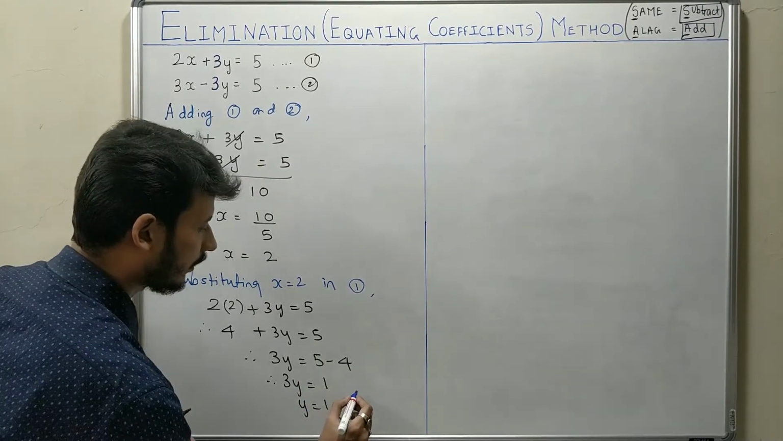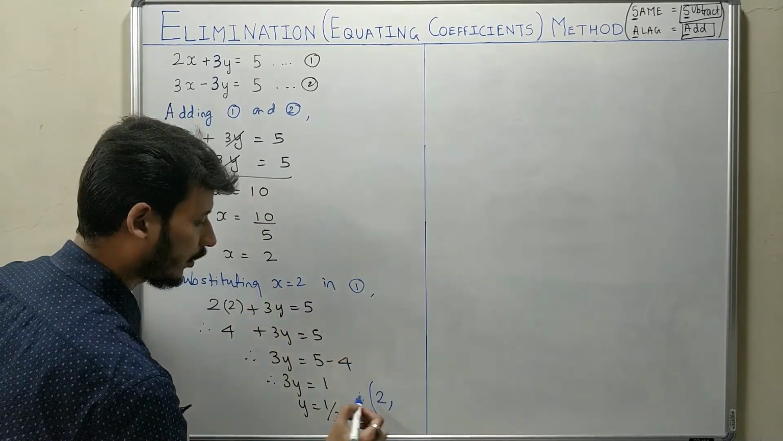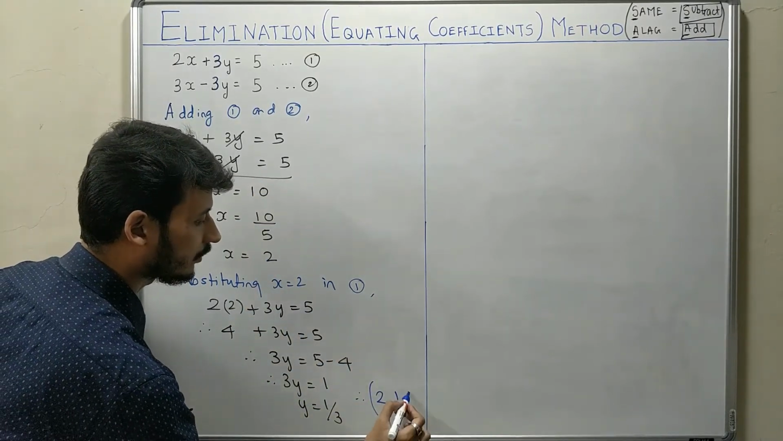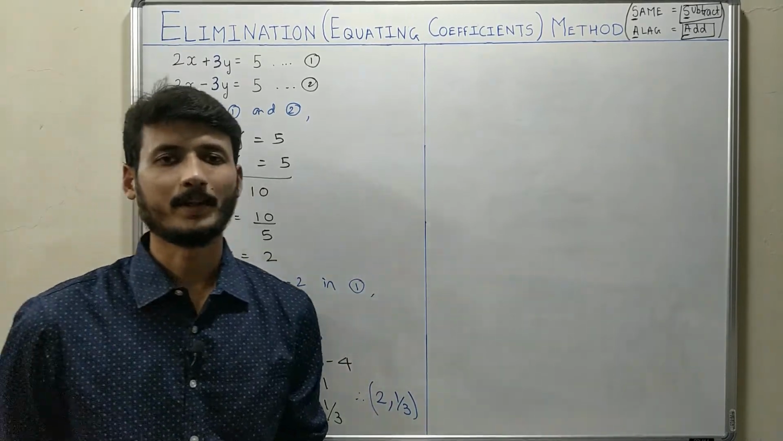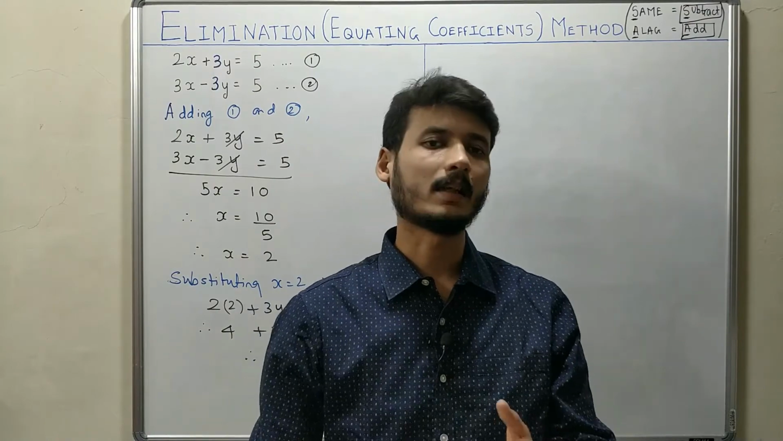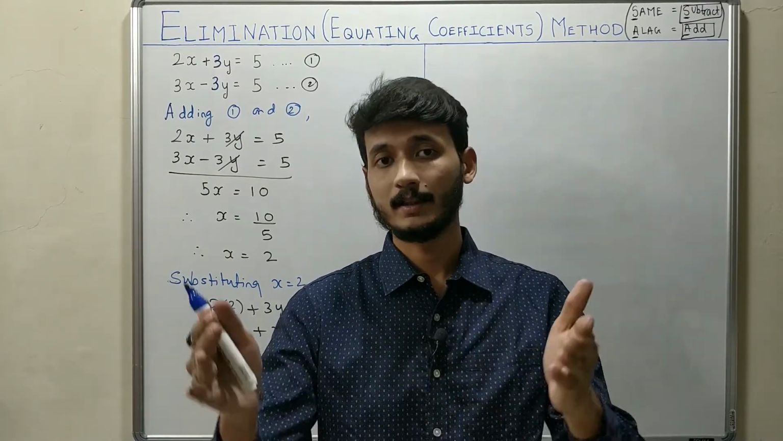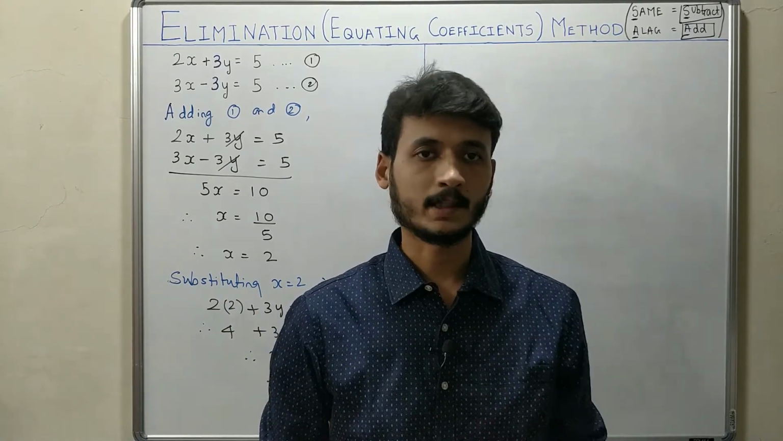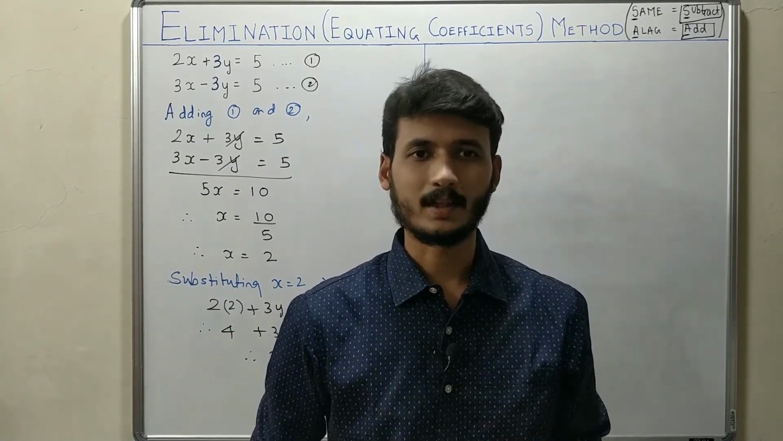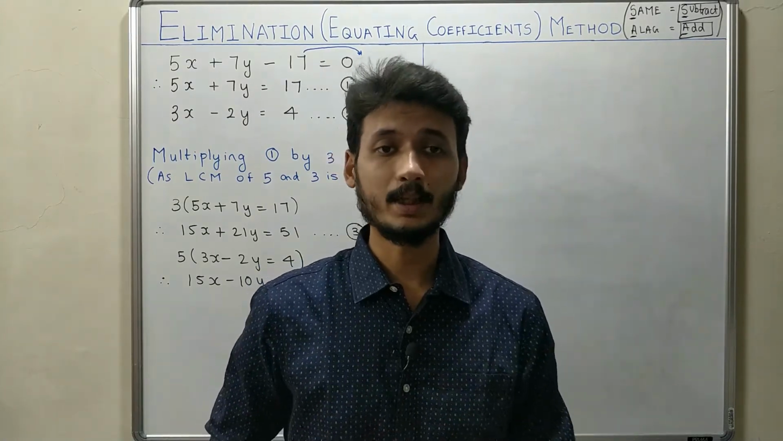Therefore we got the solution set: x is 2, not 5, comma y is 1 upon 3. I hope it is clear. So these are the 3 steps by which we can solve any two linear equations in two variables by elimination method. I hope all 3 steps are clear. Now let us look at step number 3 with the help of another example.